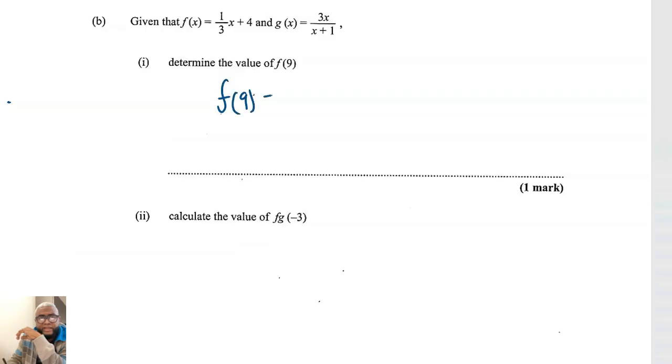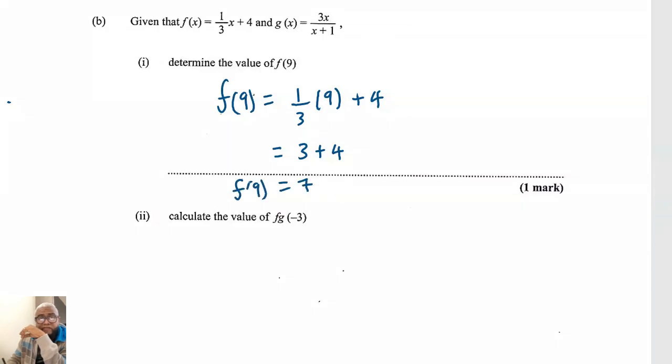F of 9 would be equal to 1/3, so the input here is 9. So I'm replacing x with 9 plus 4. 1/3 multiplied by 9 will give me what? 1/3 of 9 is 3. Excellent. 3 plus 4 would give me 7. So f of 9 would be equal to 7.